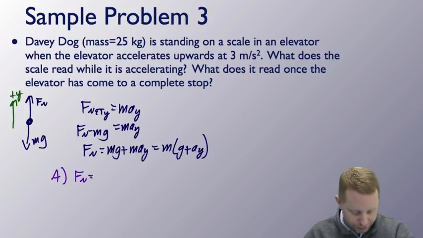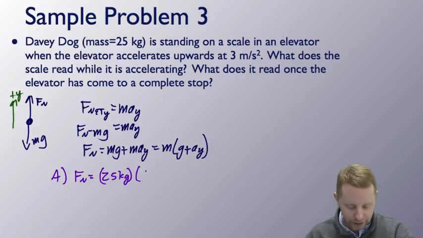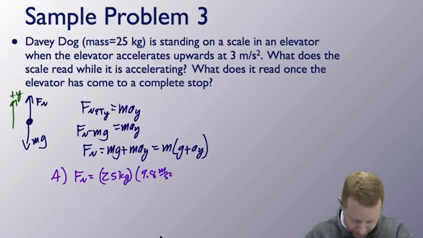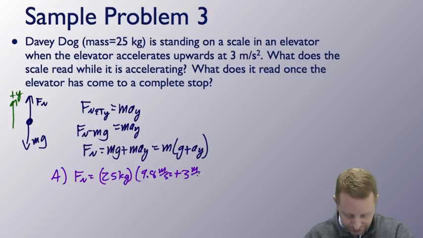Well, the normal force is just going to be the mass, 25 kilograms, times g plus ay: 9.8 meters per second squared plus 3 meters per second squared, which is about 320 newtons.